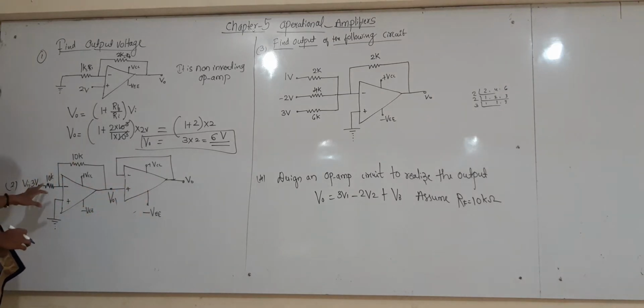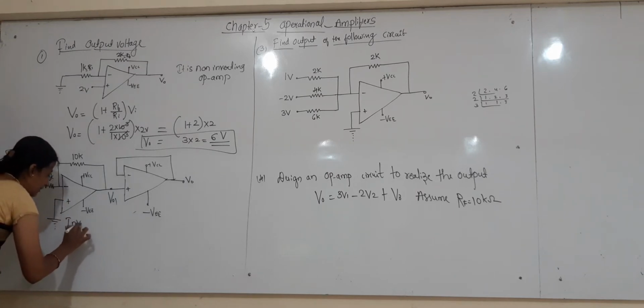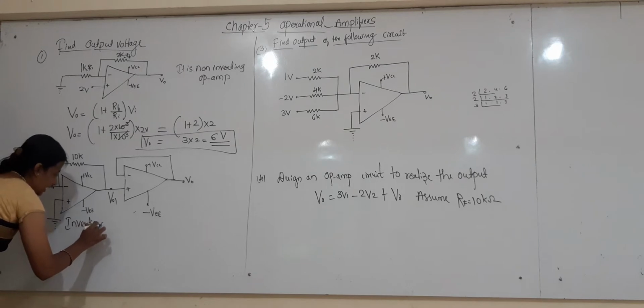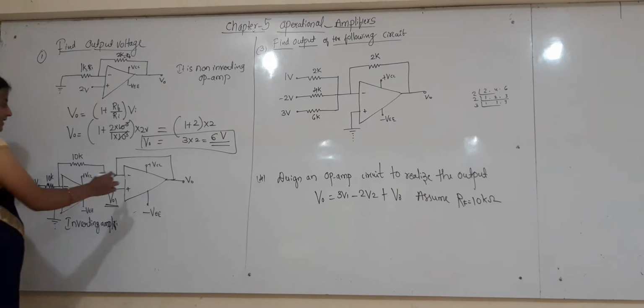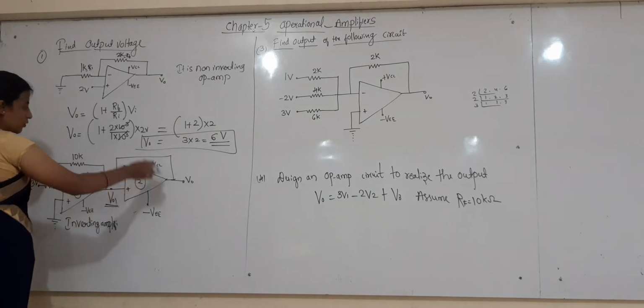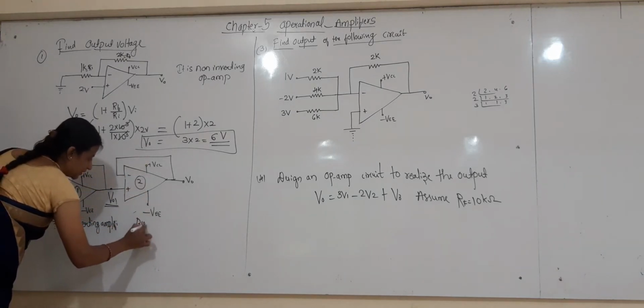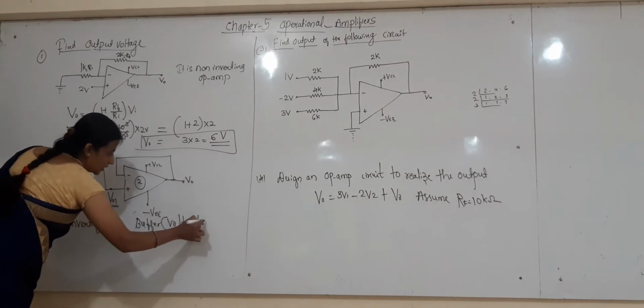The first op amp is an inverting amplifier, because the input supply voltage of 3 volt is given to the inverting terminal, and the non-inverting terminal is connected to ground. So we find V01 for that. The second op amp is a voltage follower, or we call it a buffer.